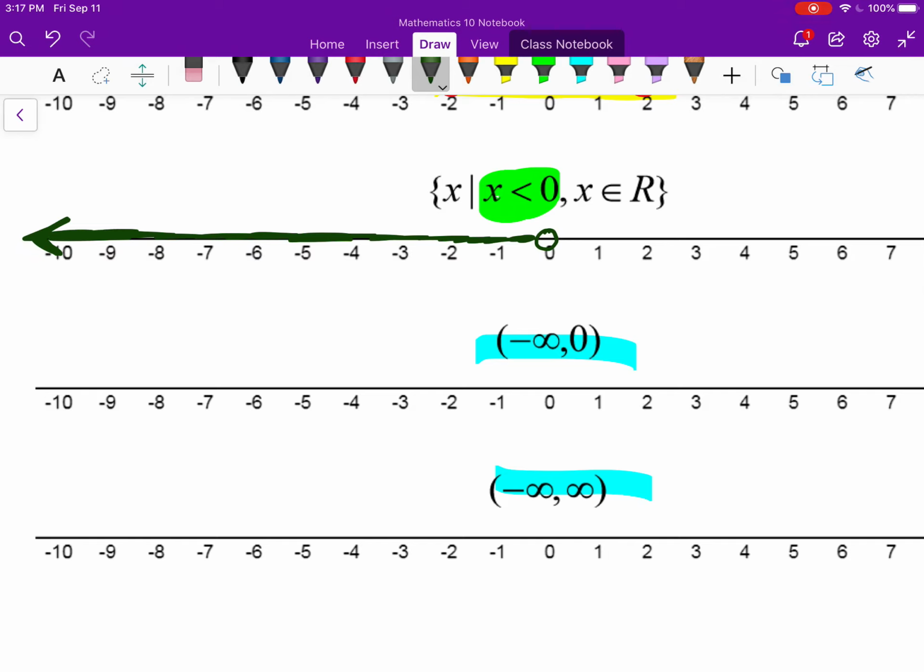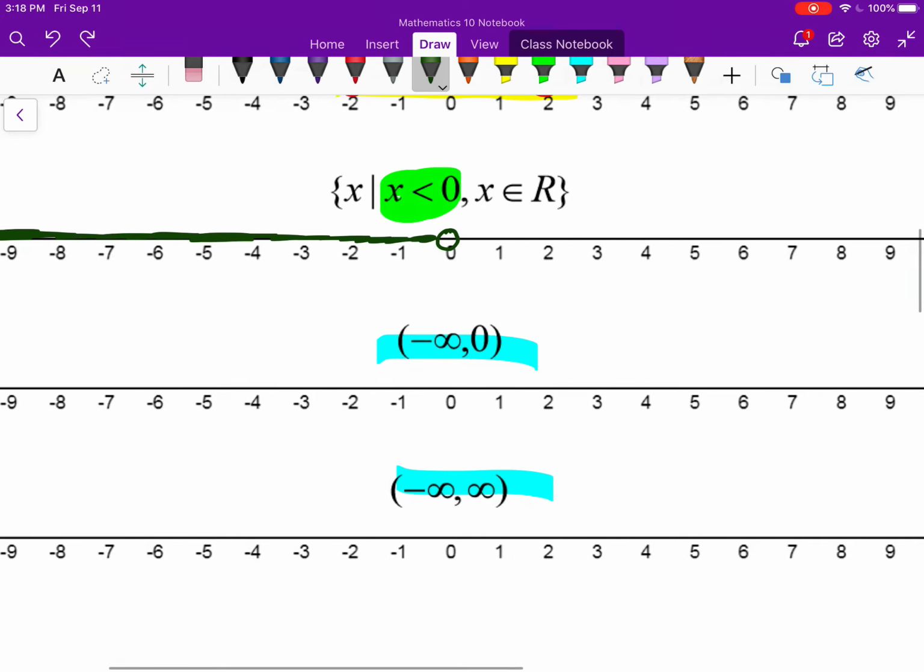All right? If this was a little different, if there was a bar right there, then that would mean x is less than or equal to 0. And then the difference would be I would also fill in the number 0; it would be included. But that's not how it is, so let's get rid of that. OK? So that's how you show that in set notation.